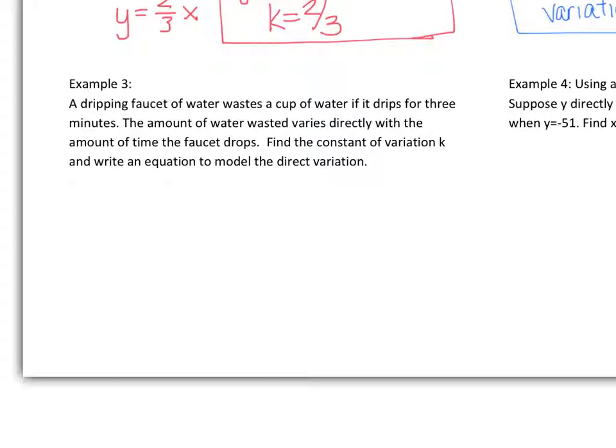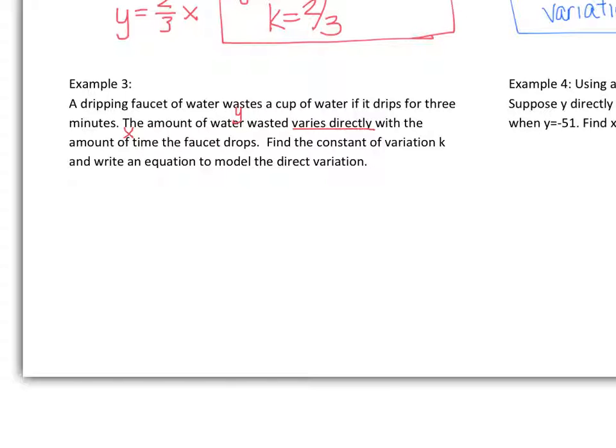A dripping faucet of water wastes a cup of water if it drips for 3 minutes. The amount of water wasted varies directly with the amount of time the faucet drips. Okay, so it just told us a relationship here. We say y varies directly with x. So y is going to be our water wasted, so I'm going to put a y by that. And that varies directly with the amount of time, so that's going to be x. The faucet drips.